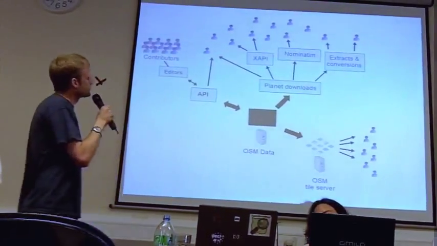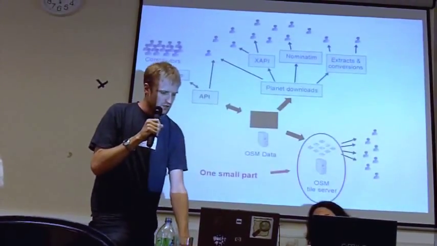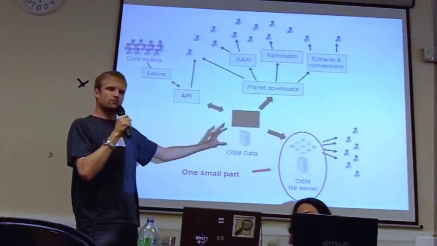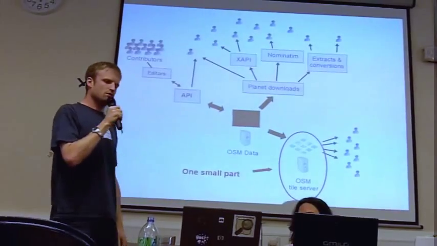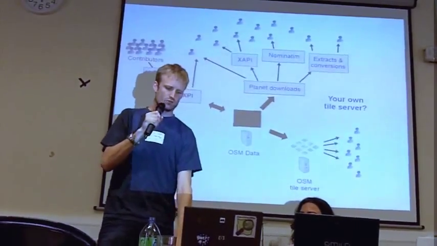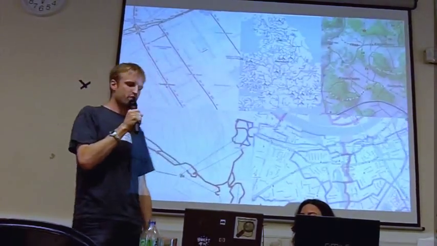So as you can see, we've got a sort of tree of data emerging here. And as it turns out, the OSM tile server thing, the kind of Google Maps thing, is quite a small part of what OpenStreetMap is about. What about running your own tile server? That's certainly an option as well. So this is where it gets really pretty.